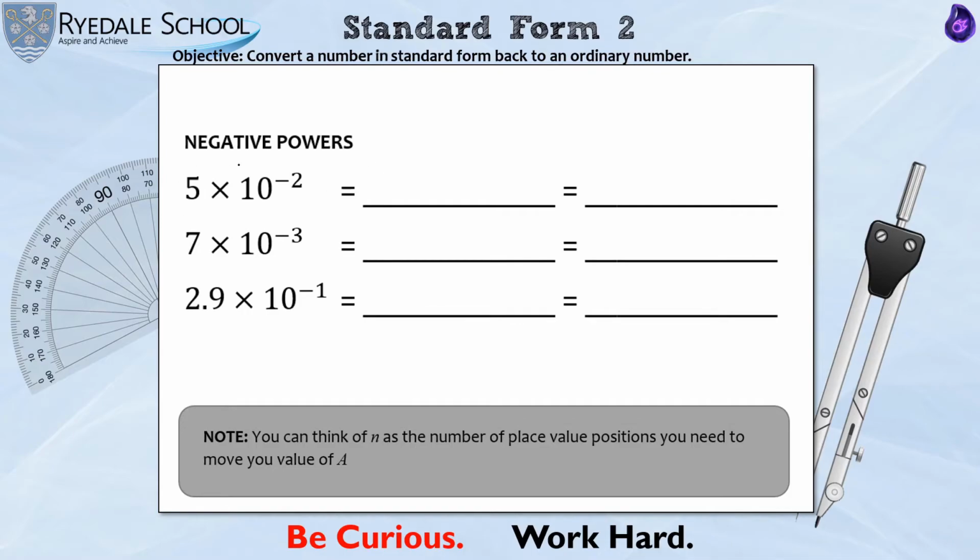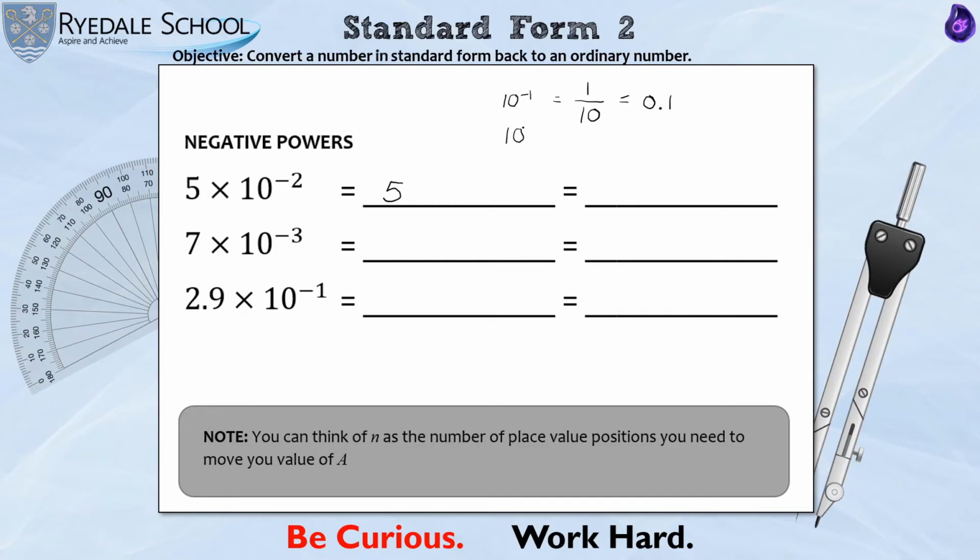Okay, so it's the same sort of idea, 5 times 10 to the negative 2. But what is a negative power? Well, a negative power is a reciprocal, and I'm just going to explain that up here. So, for example, if I had 10 to the power of minus 1, a reciprocal is just 1 over that value. So it'd be 1 over 10, or you might even think of that as 0.1. So 10 to the power of minus 1 is 0.1.